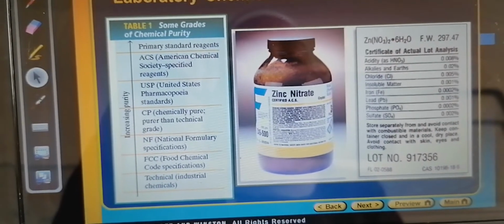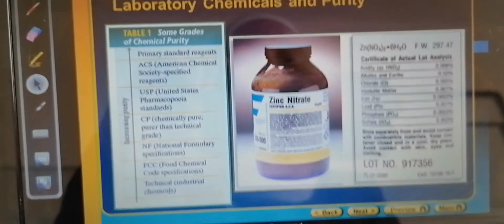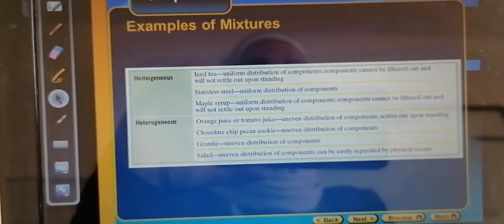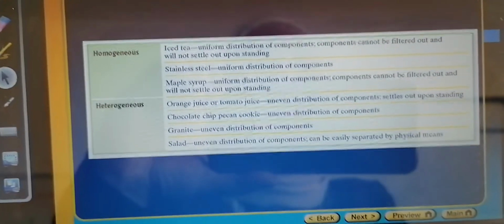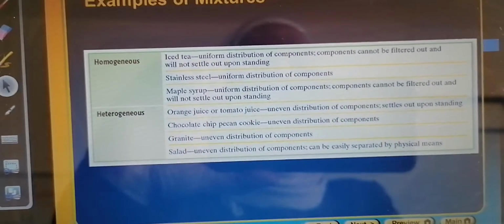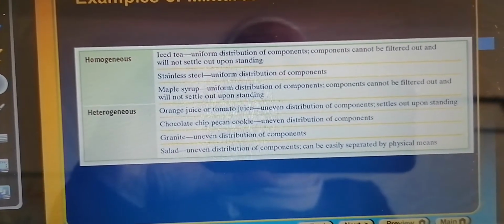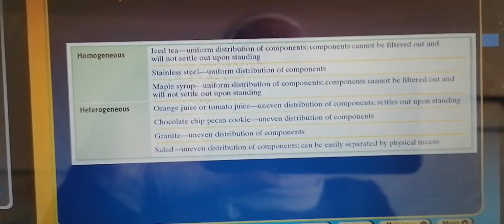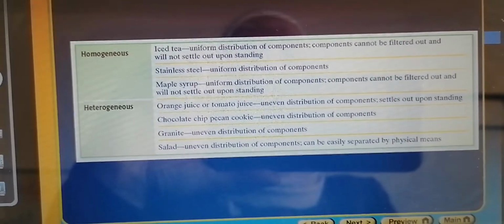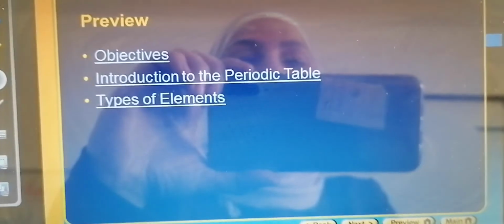This we don't need, by the way. This is not included. This is just another summary for it. You can just read it, giving you examples, as you can see, for homogeneous and heterogeneous.